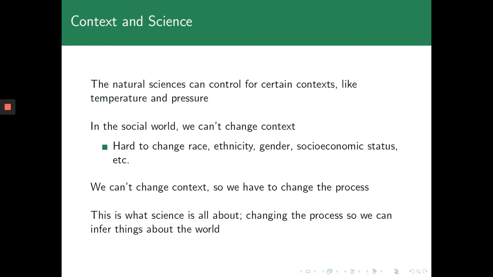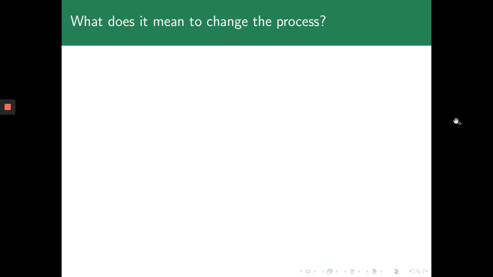This is what science is, effectively. This is what we mean when we talk about scientific procedures or the scientific method. It is, in effect, changing the process in a systematic, controlled way such that we can isolate the thing we wish to make inferences about. In our class, the thing we wish to make inferences about is judges. So we need to, in a way, control the rest of the social and political world such that we can make inferences about judges. Okay, what do I mean by that?